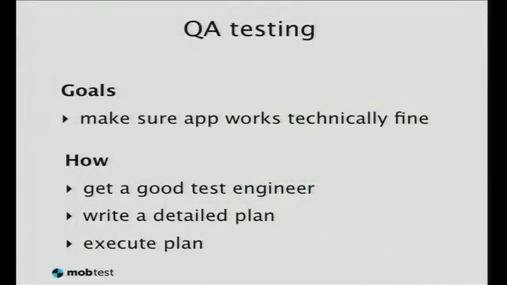If you're going to do QA testing, the main goal is to make sure that your app works technically fine and doesn't crash, which is really important. The way to do it is to get somebody to write a test plan, and for that, get a good testing engineer. The test plan has to be pretty detailed, and you write it, and then you get people to actually execute on it. So what should be in the test plan?